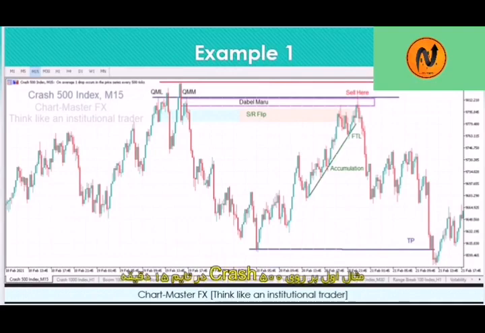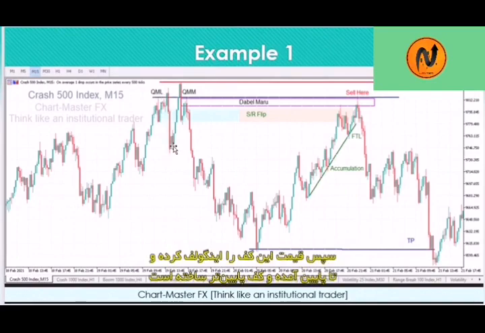We are looking at Crash 500 index M15. So you can see, guys, that the price was rallying up, and you can see that we have a Quasimodo level here, and you can see that we have a lower low here. So what happened is that the price engulfed this low.